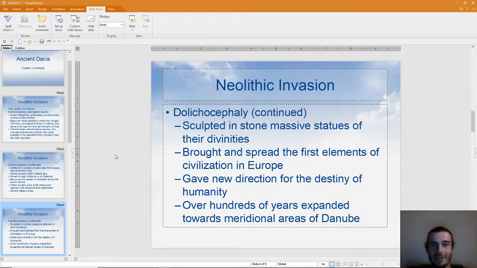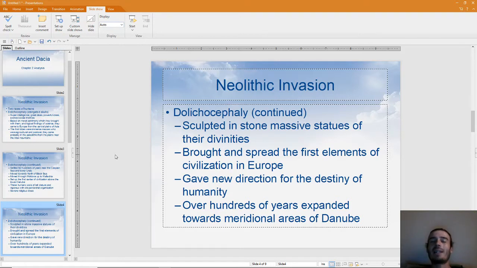So keep in mind, this whole chapter is mainly speaking about these dolichocephaly Pelasgians, or elongated skull people. In fact, the whole book is mostly about that. They sculpted in stone massive statues of their divinities. It's very possible sculpted can be interchangeable with became the statues at some point in the future, to be covered at some point in the future. They brought and spread the first elements of civilization in Europe. They gave new direction for the destiny of humanity.